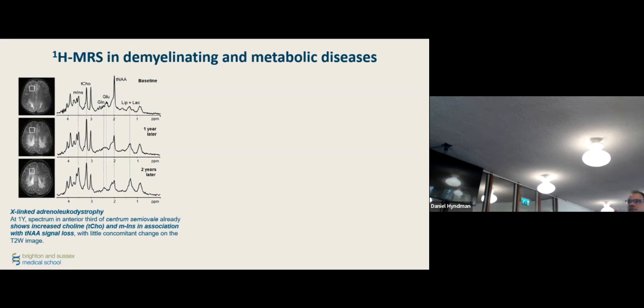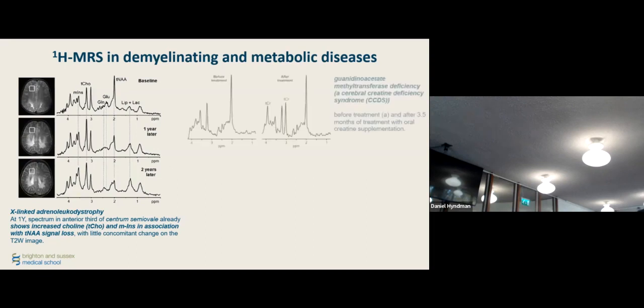And in this case, you can see in the image the deficit going from the occipital regions towards the frontal regions. Already at the stage where the contrast is not visible in the frontal region, there is a significant decrease in NAA, a significant increase in choline, and also in myo-inositol. It's quite vividly visible here.